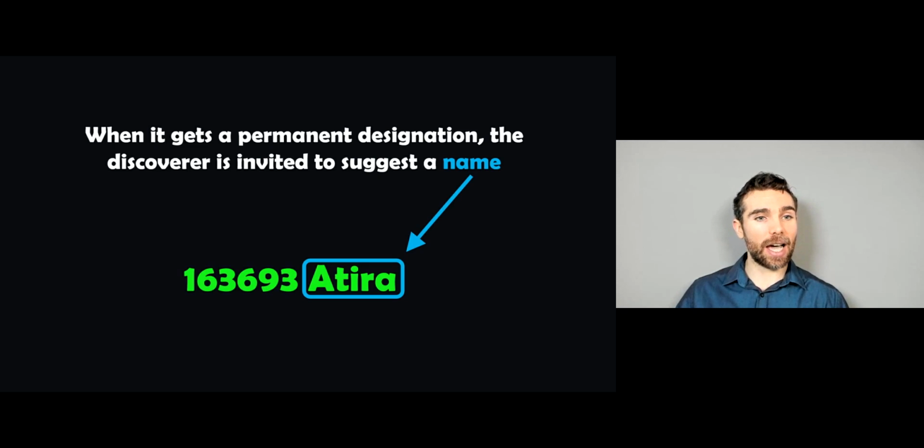Now once that has happened, so once they actually have a permanent designation, the discoverer is then invited to suggest an actual name for it. So if you've discovered that particular object and it now has a permanent designation, the discoverer would then be asked to suggest a name, which is quite exciting.